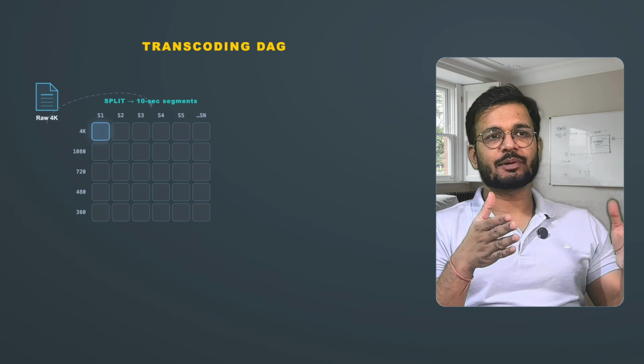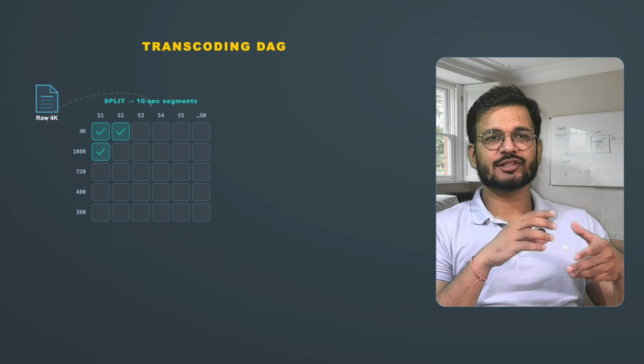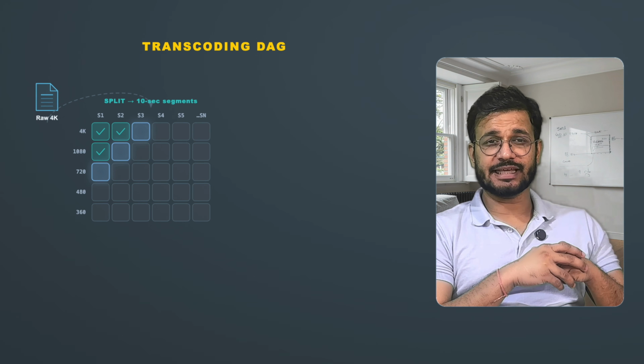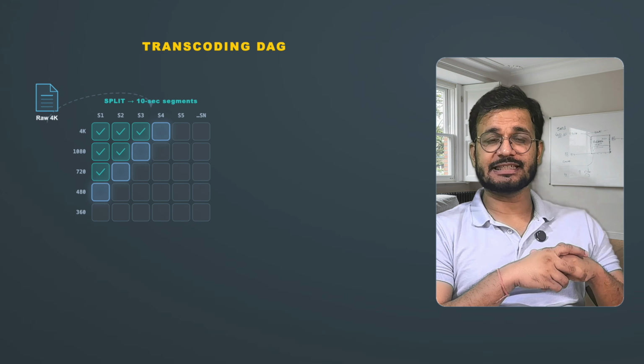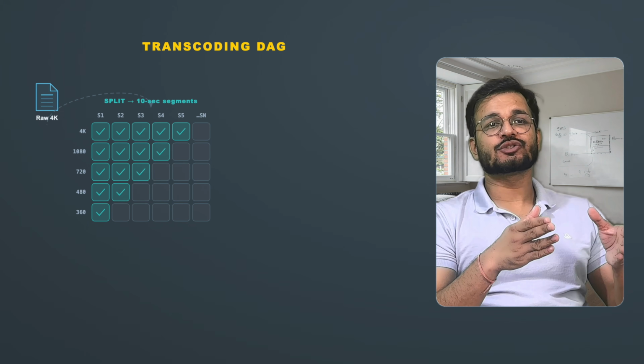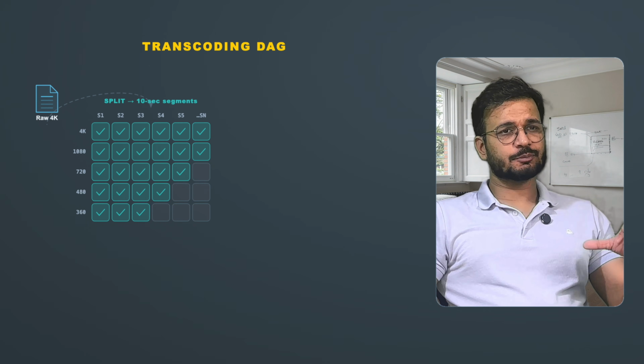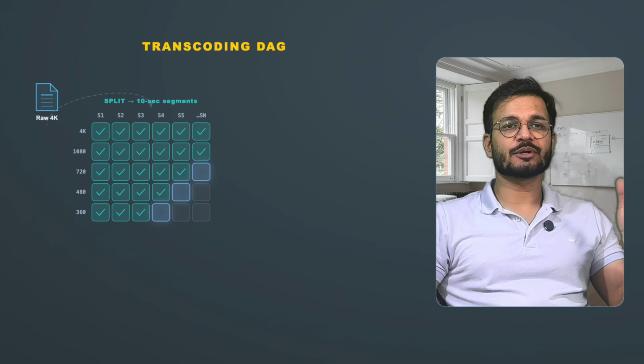Level 2 is split by rendition. Each segment is transcoded to 1080p, 720p, 480p, 360p. This turns a 60-minute serial job into a job that completes in minutes. Workers pull segment-resolution pairs from a queue.